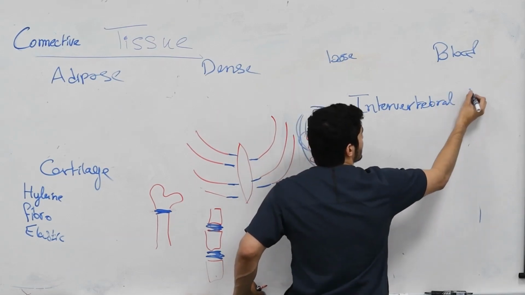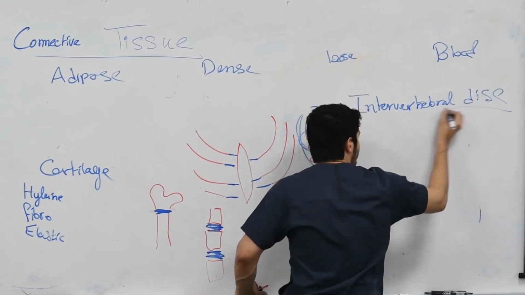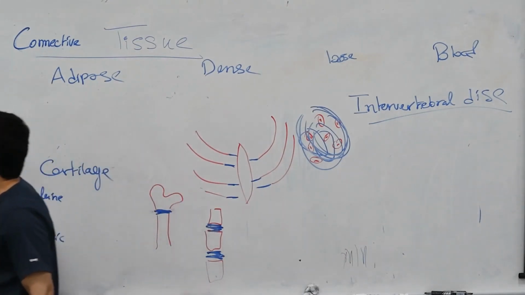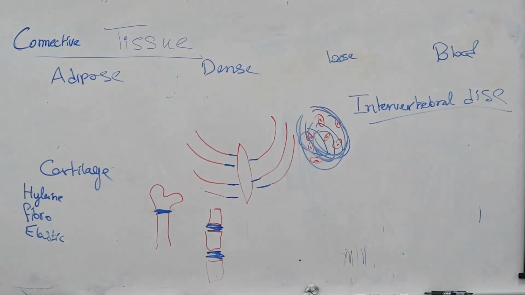Vertebral disc. Example: the fibrocartilage in the intervertebral disc between the vertebrae, highly compressible.